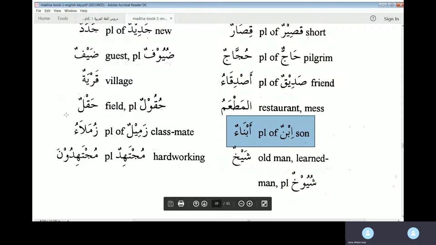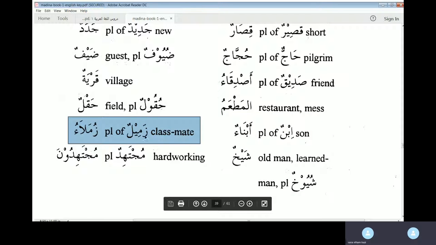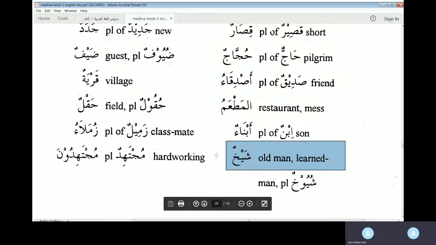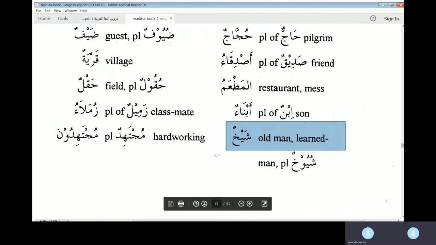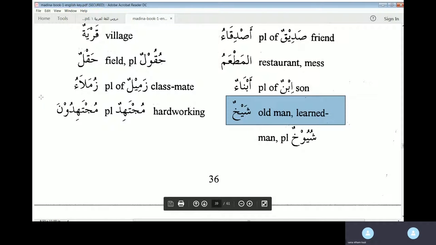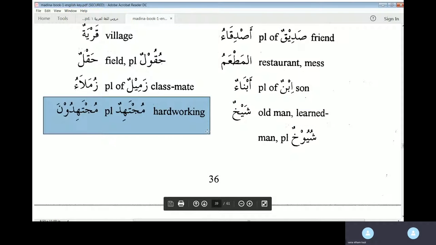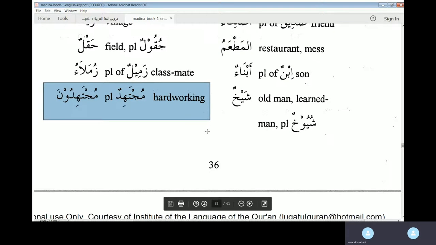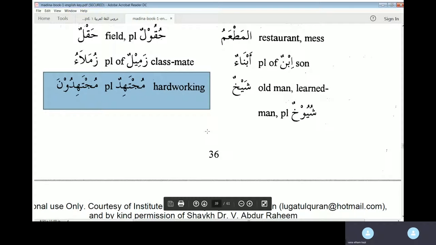Ibnun, son, and plural is abna'un. Classmate, zamilun, plural is zumala'u. Old learned man, shaykhun, plural, shuyukhun. Mujtahidun, plural, mujtahiduna.